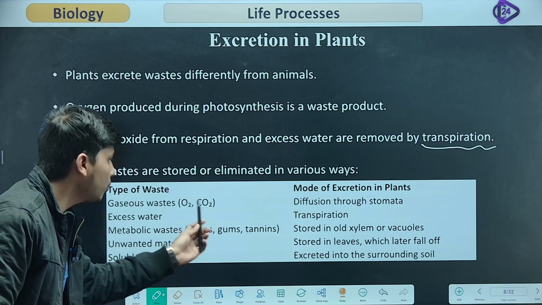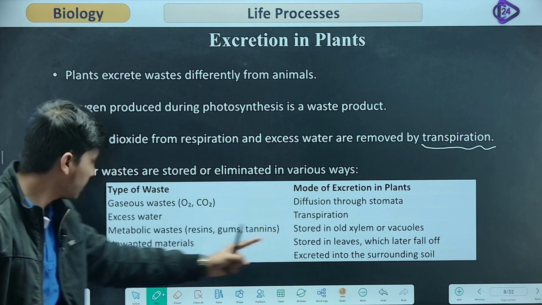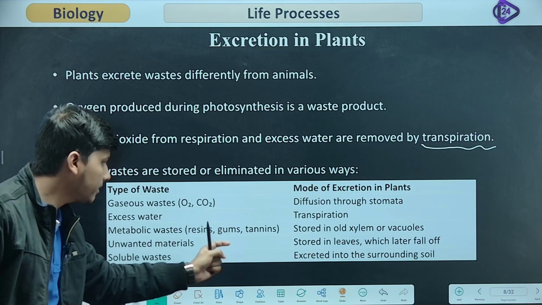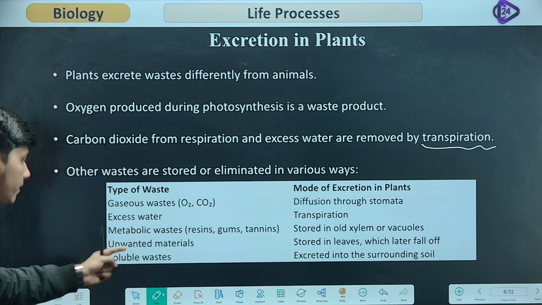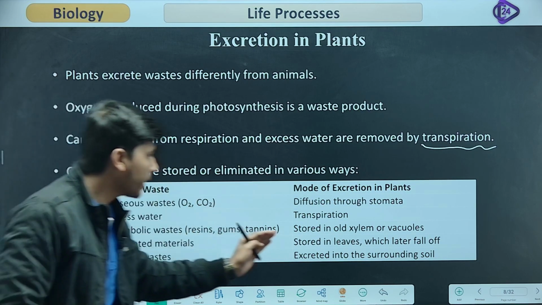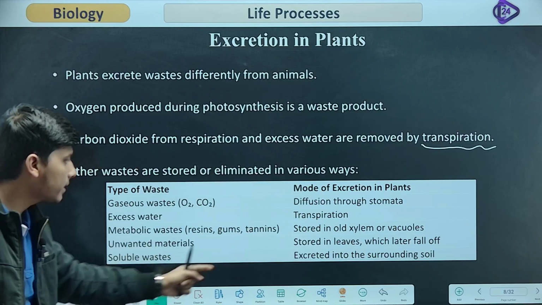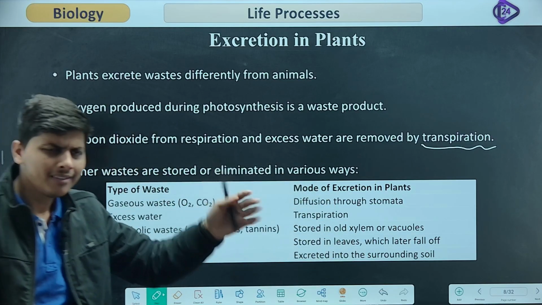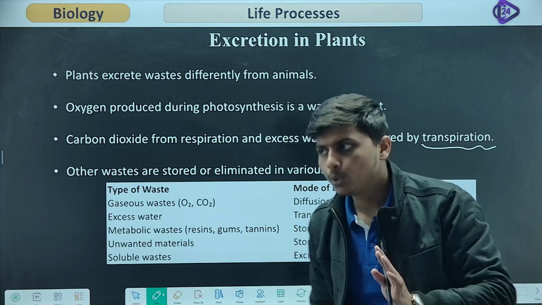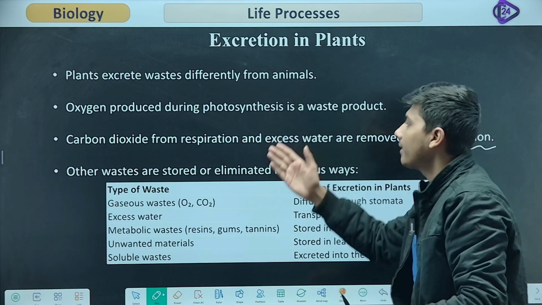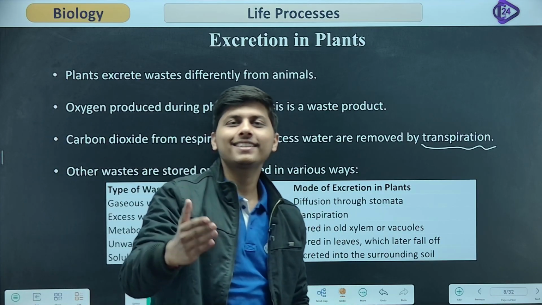Gaseous products like O2 and CO2 diffuse through stomata, excess water leaves via transpiration, and metabolic waste like resins, gums, and tannins are stored in old xylem or vacuoles. Unwanted material that was not required by the plant is stored in leaves, then the leaves fall off. Soluble waste is excreted into the surroundings. Very simple. Excretion in plants is very simple. The most complex is the human excretory system. So this is the completion of our topic, excretion in human beings and excretion in plants.